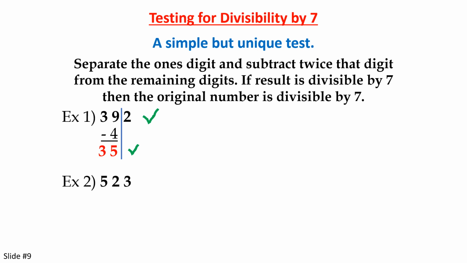Example 2, 523. So we lop off the 3, subtract 6. We get 46. 46 is not divisible by 7. So 523 is not divisible by 7.